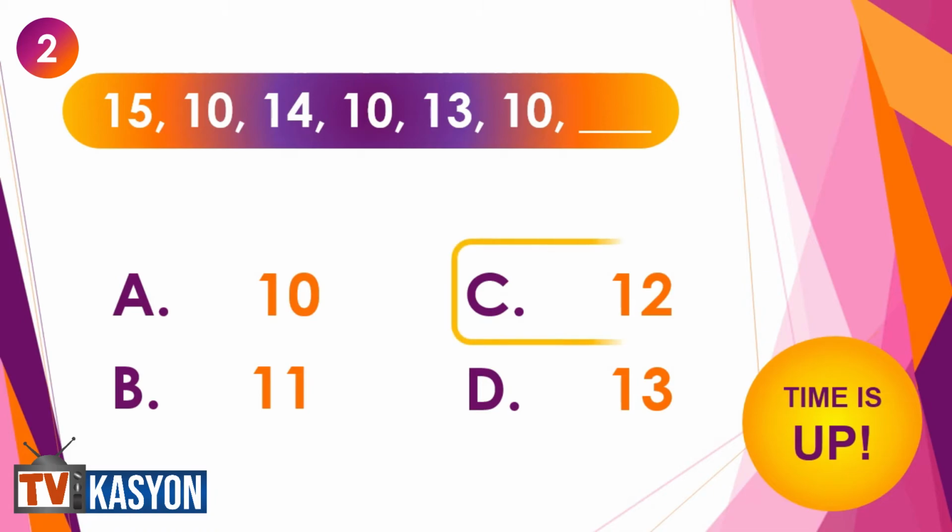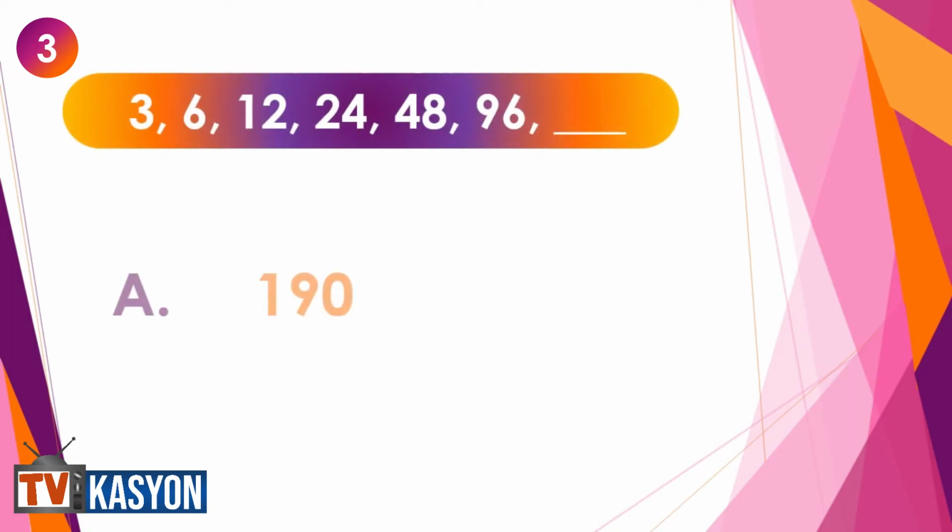Is letter C, 12. Why 12? Because, as you have noticed, the terms in the first, third, and fifth term is diminished by 1, while 10 is constantly appearing alternately. Fantastic! Number 3.